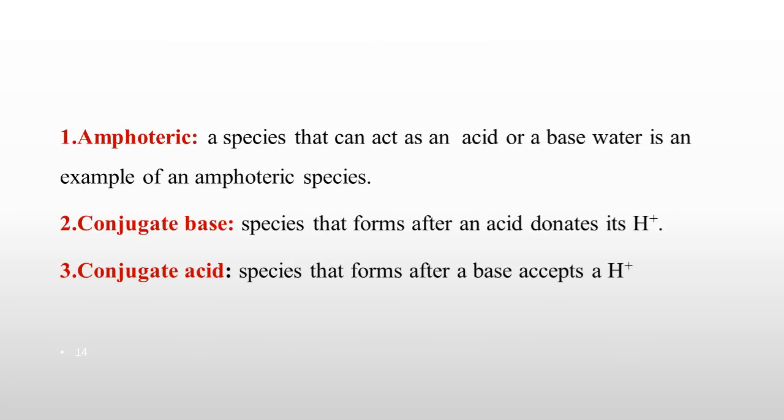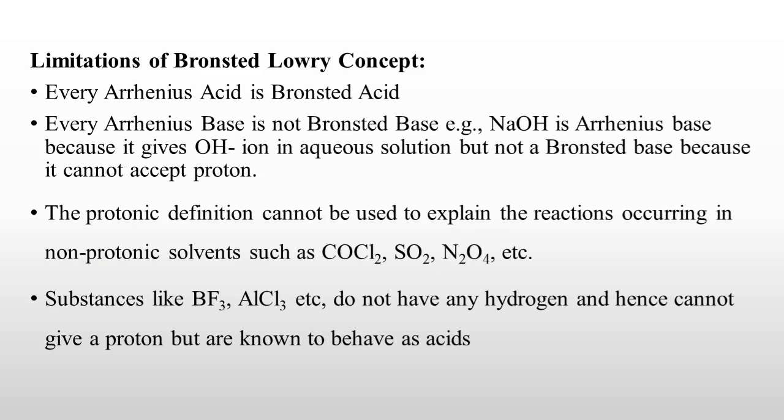Amphoteric. Amphoteric compounds are any compounds that can donate as well as can accept a proton. They are also known as amphiprotic compounds. Conjugate base. Any compound or any species that is formed after an acid donates its H plus ion is called conjugate base. Conjugate acid. Any species or any compound that is formed after a base accepts a H plus ion is called conjugate acid. Limitations of Bronsted-Lowry concept.